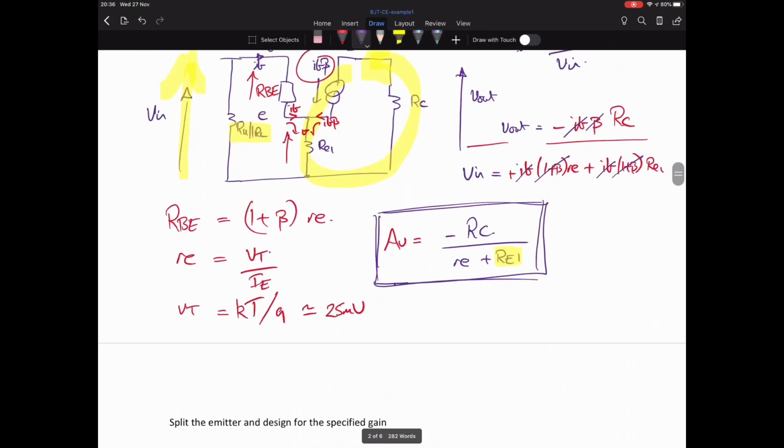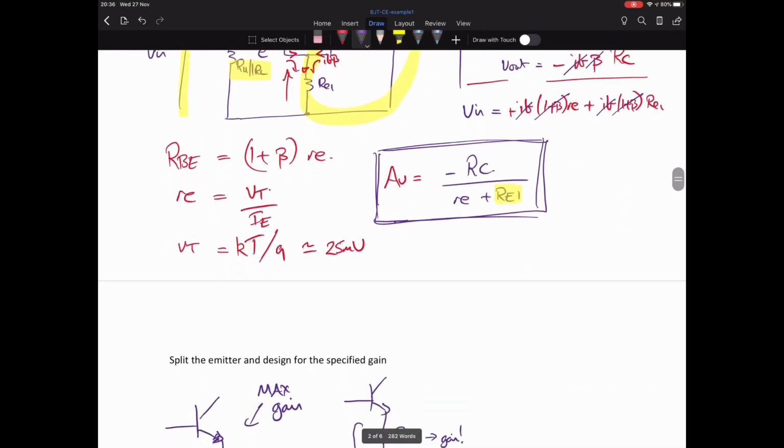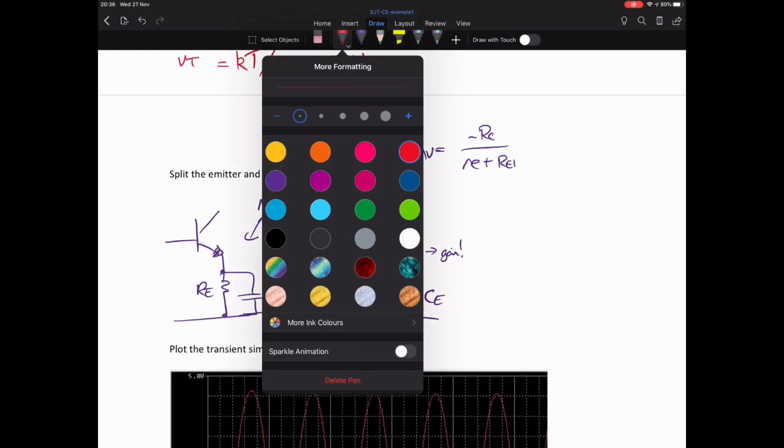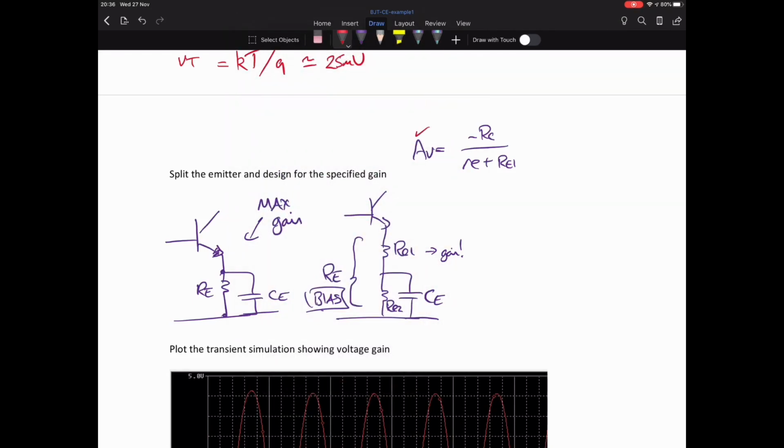So scrolling down through all this work that we've already done, we're now going to use this equation and this split emitter to calculate our value. So AV equals minus RC over RE plus RE1. I suppose the first thing to do is to calculate the value for little RE. We know AV, 50, we know RC, 270, we can calculate little RE, and then we will find the value of the RE1 resistance.